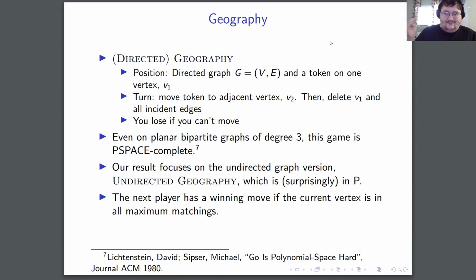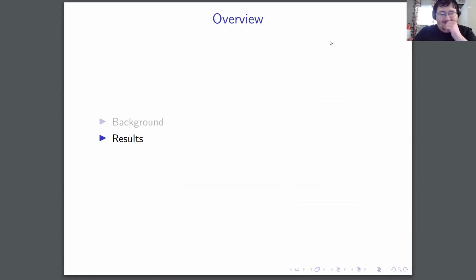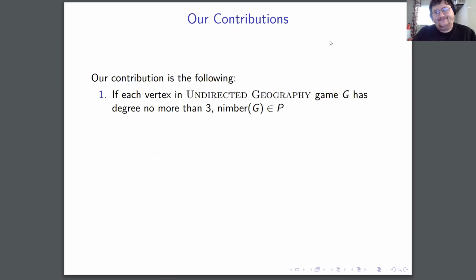And yes, this is a simple algorithm, and you can, in O(n squared) ish time, get who will win a game of undirected geography. So now hopefully you can see where it's leading with undirected geography, and we're going to be using that for our results. And now let's talk about our results.